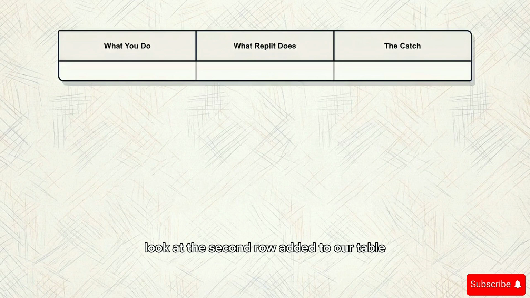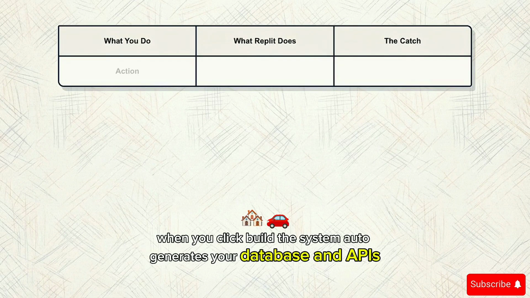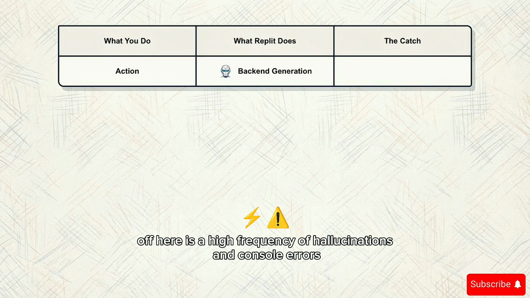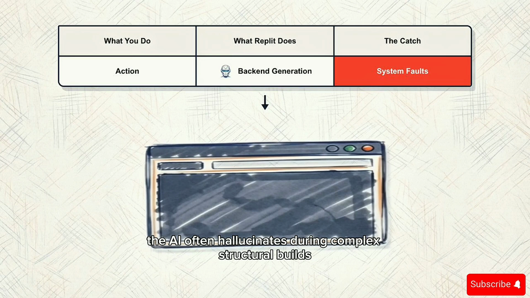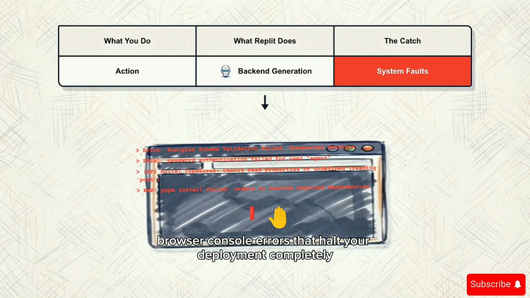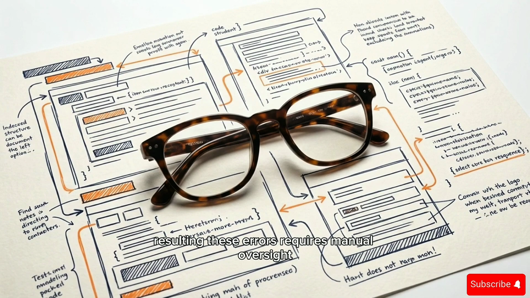Look at the second row added to our table. When you click Build, the system auto-generates your database and APIs. The unavoidable trade-off here is a high frequency of hallucinations and console errors. The AI often hallucinates during complex structural builds. This results in immediate browser console errors that halt your deployment completely. Resolving these errors requires manual oversight.